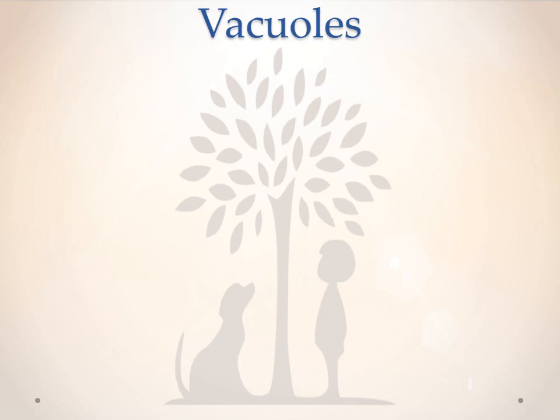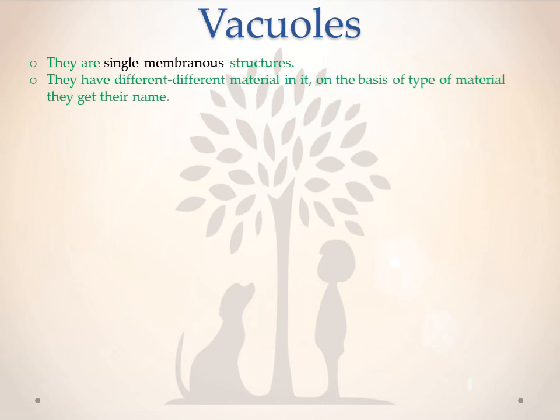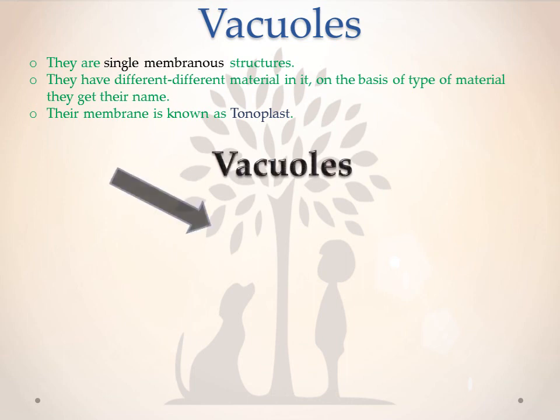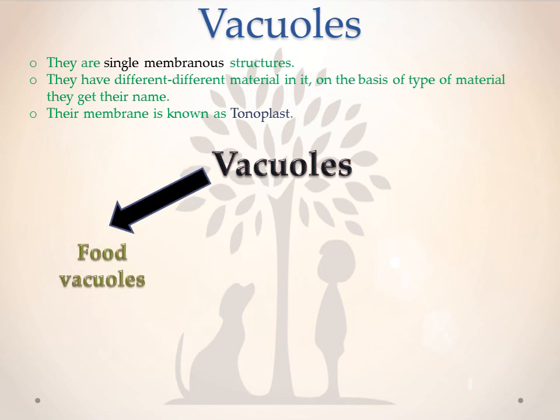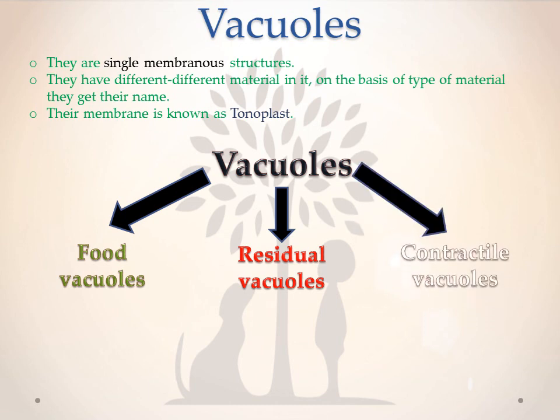Now we are going to discuss vacuoles. They are single membranous structures. They have different materials in them. On the basis of the type of material, they get their name. Their membrane is known as tonoplast. Actually, it is very important, the name of the membrane, that is tonoplast. There are different types of vacuoles. The first type is the food vacuole. As the name indicates, it contains food. The second one is the residual vacuole, and the third one is the contractile vacuole.